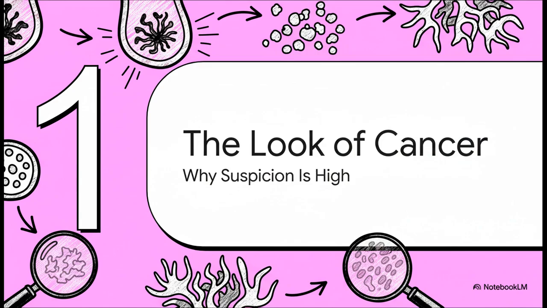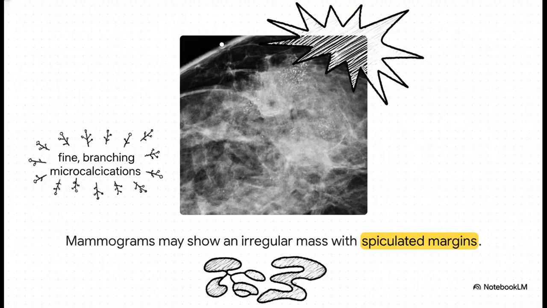So, to really get a handle on the exceptions, we first have to understand the rule. Let's take a look at what cancer typically looks like on these scans. The classic visual signs that make a radiologist say, yep, that's a BI-RADS 5. All right, on a mammogram, this is what they're trained to hunt for. See those tiny white specks? Those are what we call fine branching microcalcifications. And notice the shape of that mass. It's not some nice smooth circle, it's irregular, and it has these spiky star-like edges. The technical term is spiculated margins. These features, they're total hallmarks of invasive cancer.